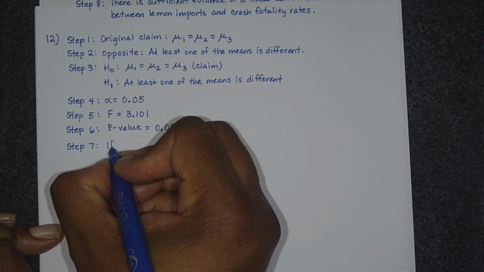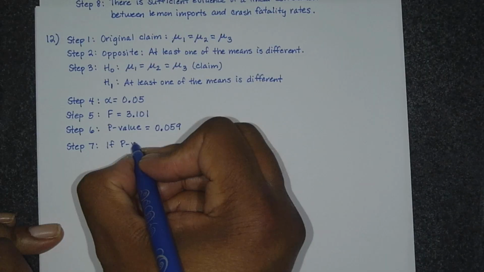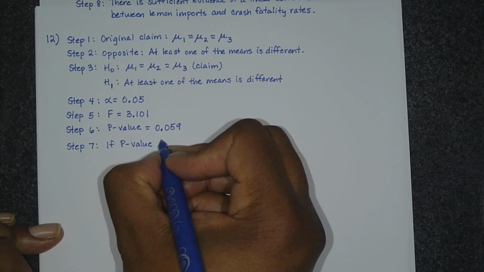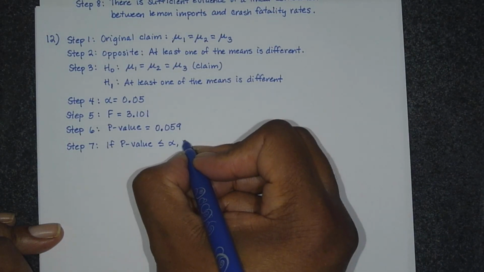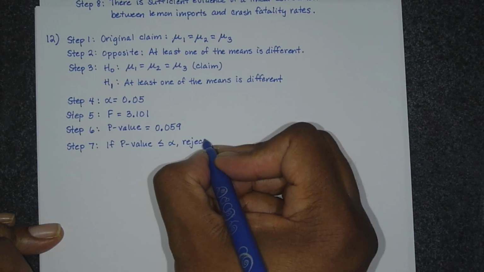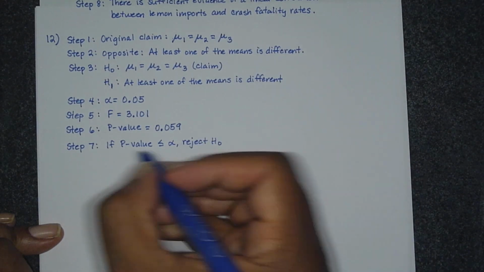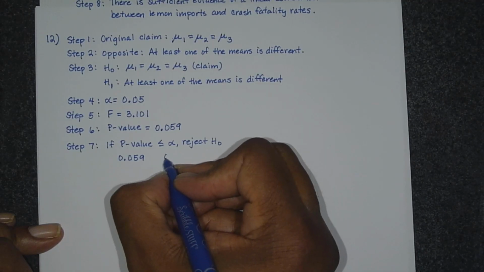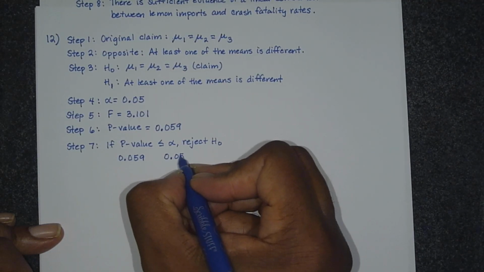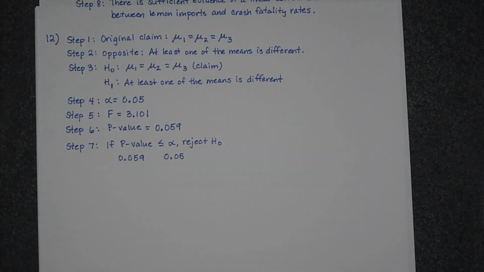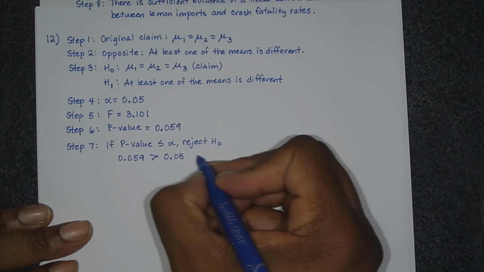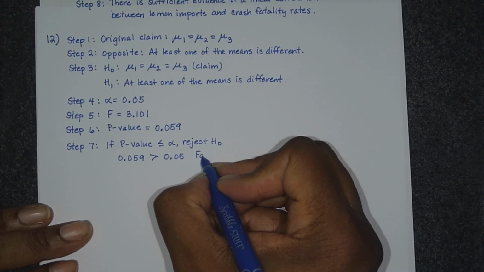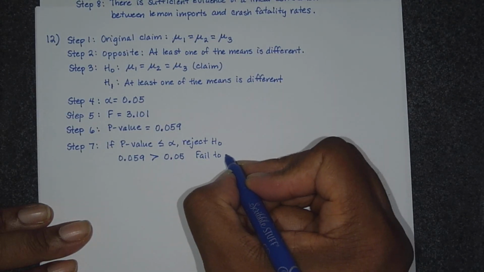Now, step number 7 is that p-value approach. So we say if the p-value is less than or equal to alpha, you reject the null hypothesis. And my p-value was 0.059. My level of significance was 0.05. Is 0.059 greater than or less than 0.05? Greater than. So that means I need to fail to reject the null hypothesis.